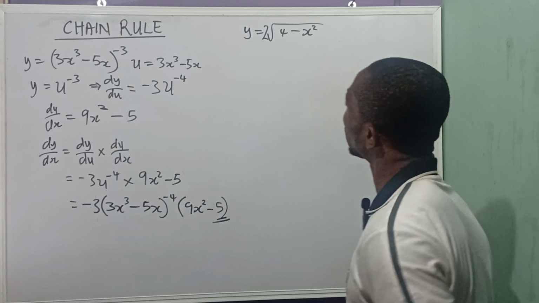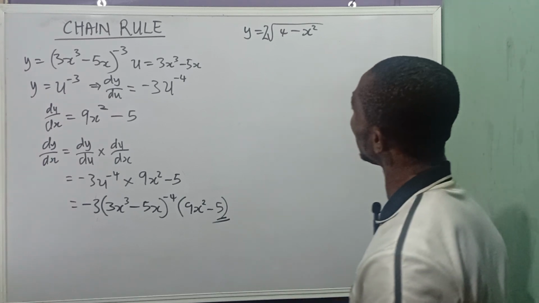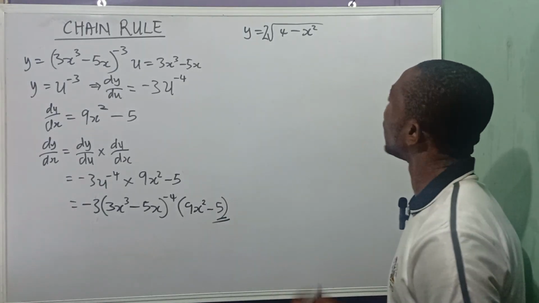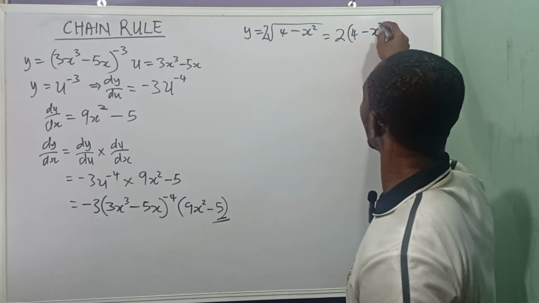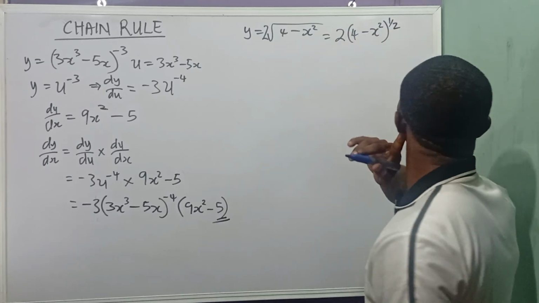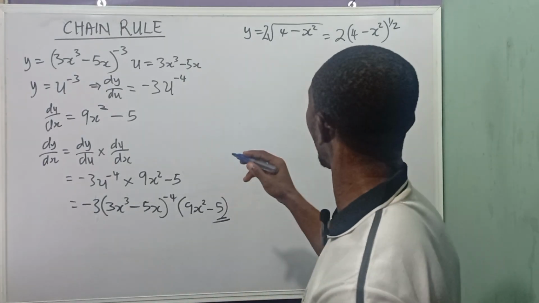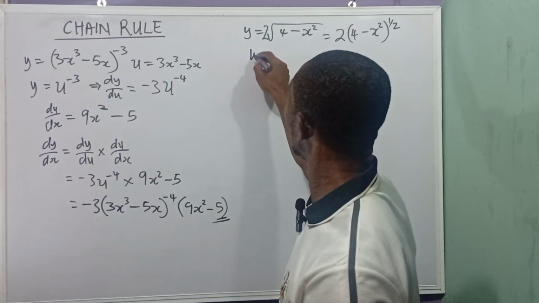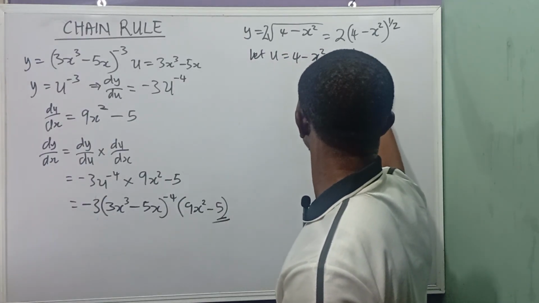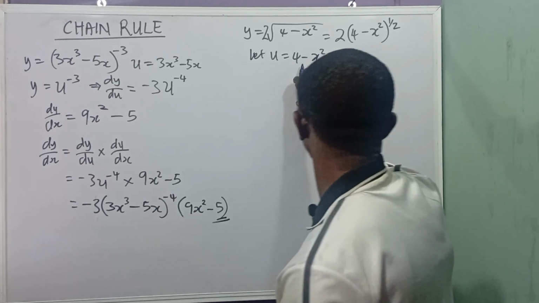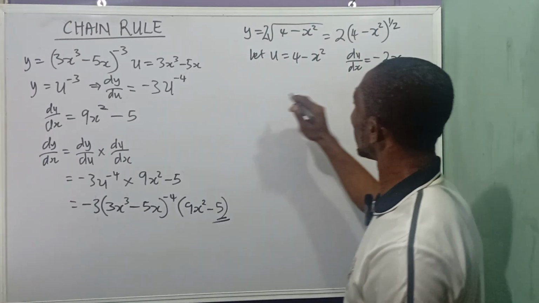Our next question is: differentiate y equals 2 times root 4 minus x squared. This we can write as 2 times (4 minus x squared) raised to power half. So here we can say let u be 4 minus x squared. So our du/dx, differentiating this, will give us minus 2x.